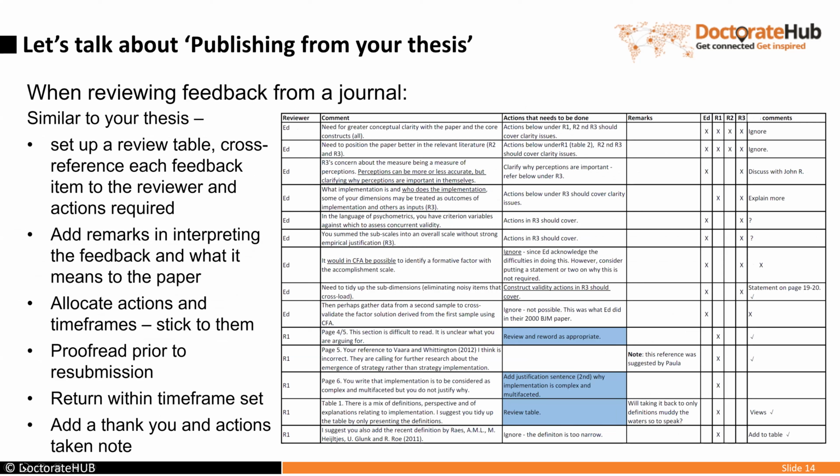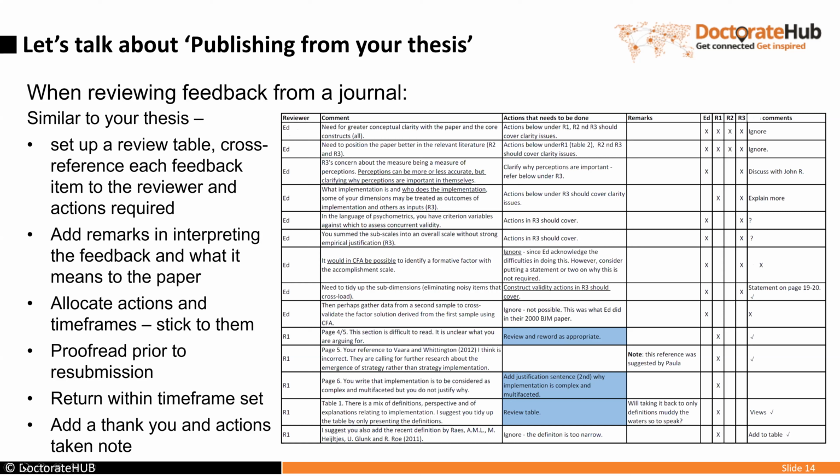So when you're reviewing feedback from the journal, similar to your thesis, set it up as a table. You've got who the reviewer was, what their comments were, and then work out what your actions are going to be. Each of the co-authors is then aware of what the review and actions required are. Add remarks to interpret the feedback and what it means to the paper. Allocate the actions. If there are several co-authors, allocate the actions and set a time frame and stick to it. If you're doing reviews for it to go back to the journal, they're extremely tight timeframes. You must stick to them or it gets rejected.